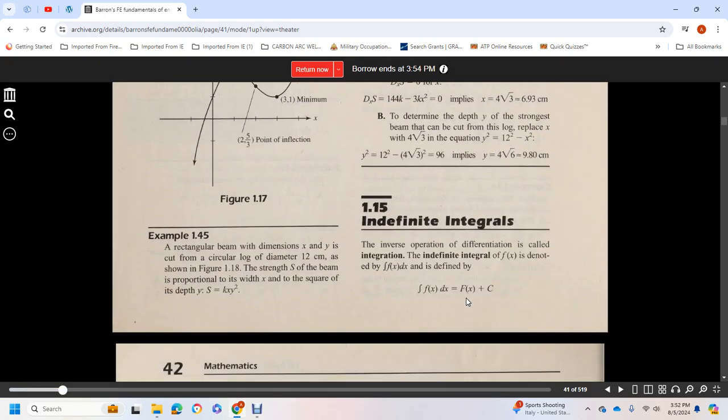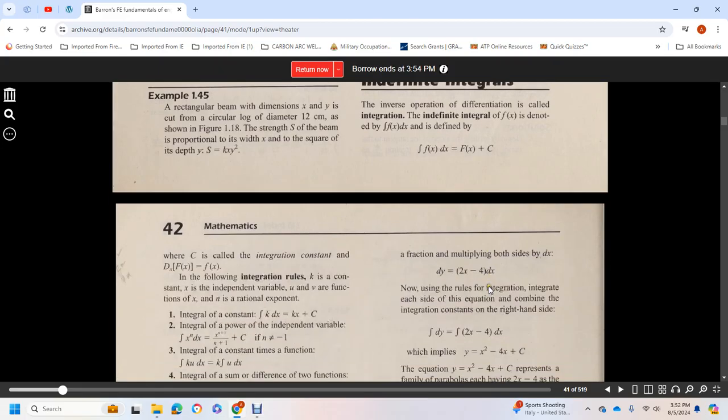It goes into some examples, and now we're on 115, indefinite integrals. We have basically two minutes to read the rest of it. Integration is the inverse operation of differentiation. The indefinite integral of f(x) is denoted by the integral of f(x) dx and is defined as the integral of f(x) dx equal to F(x) plus C. C is called the integral constant. The derivative d/dx of F(x) is equal to f(x).